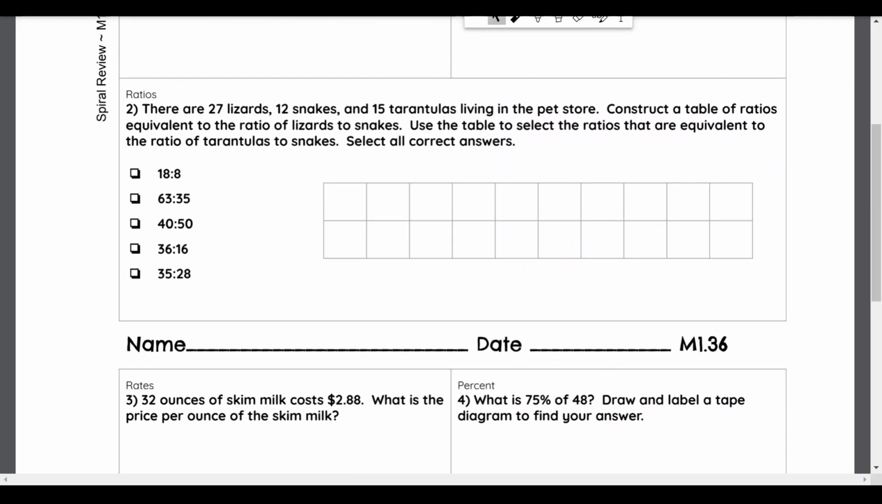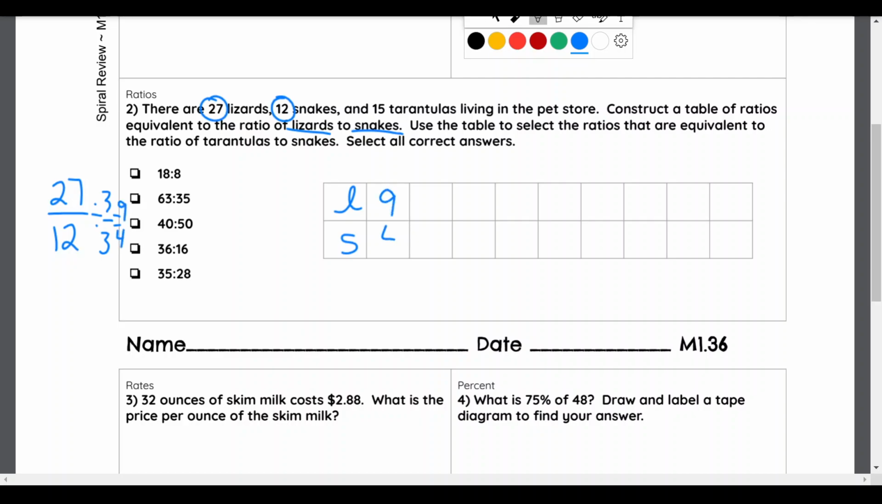Looking at number 2, 27 lizards, 12 snakes, 15 tarantulas living in the pet store. Construct a table of ratios equivalent to the ratio of lizards and snakes. So lizards to snakes, 27 lizards, 12 snakes, 27 to 12. Both of those can be divided by 3. So I have 9 to 4.